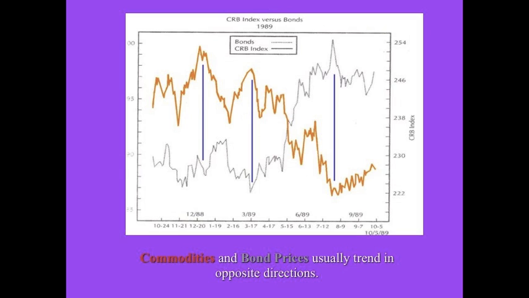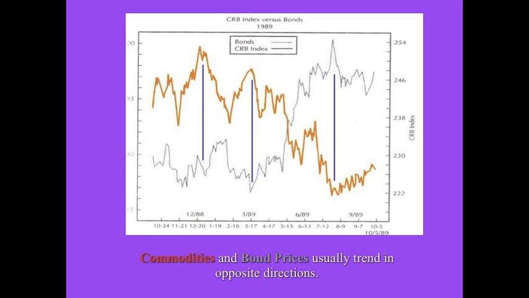This is a chart of commodities in orange and bond prices in black from 1989. Bond prices and commodities usually trend in opposite directions. You can see that relationship here by the blue lines that connect the two. First blue line, you can see a top in commodities with a bottom in the bond market. Second, another top in the commodities and another bottom in the bond prices. The third, we see a top in bond prices and a bottom in the commodities. Again, usually they travel in the opposite direction.